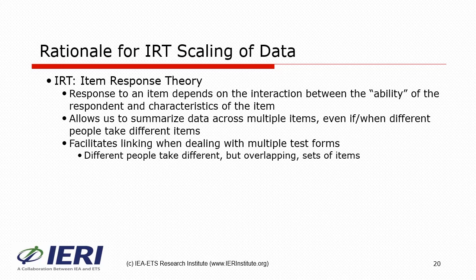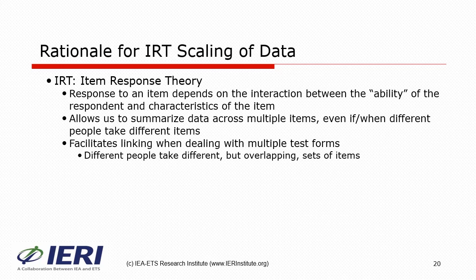In order to be able to compute comparable scores, regardless of the set of items that the adult responded to, we resort to item response theory. Item response theory is based on the assumption that the response to an item depends on the interaction between the ability of the respondent and the characteristics of the items.